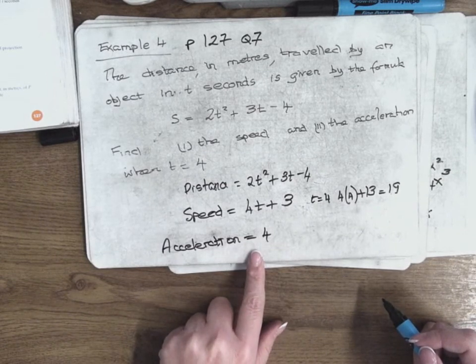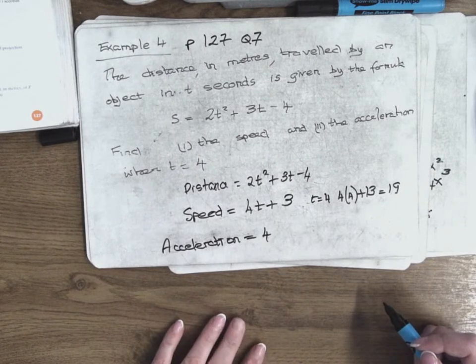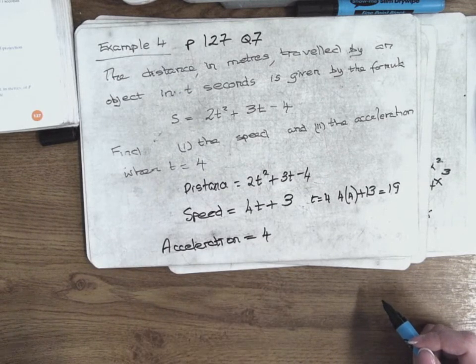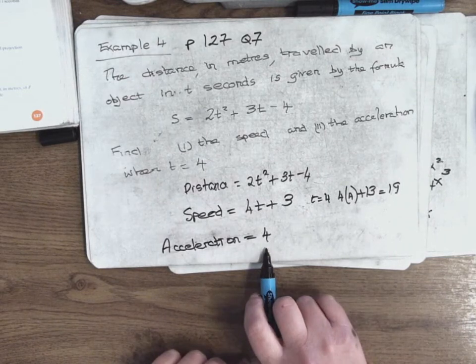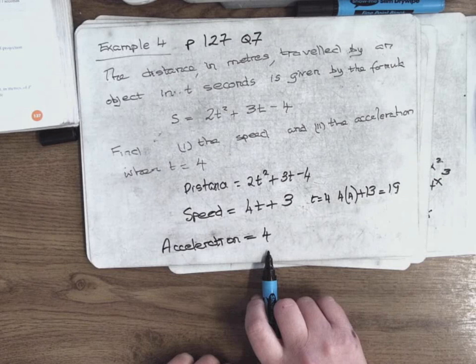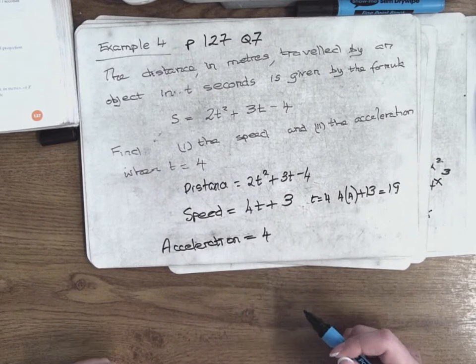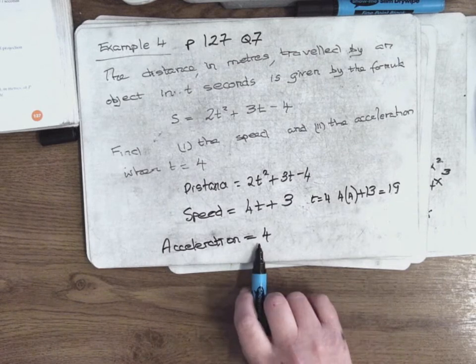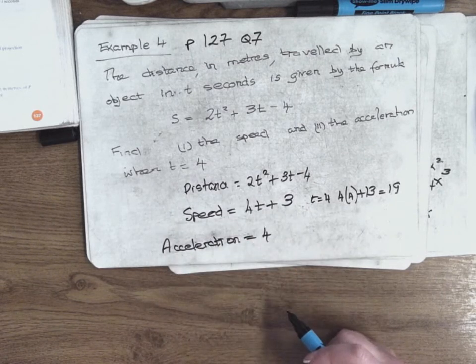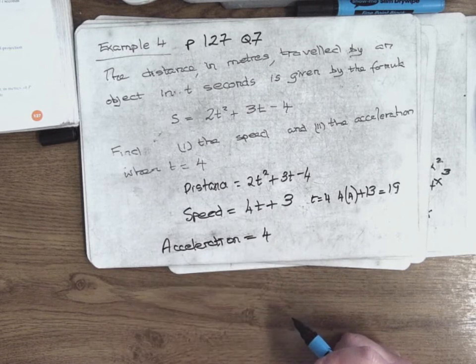Is that car, whatever it is, getting faster or slower? Is it speeding up or is it slowing down? Speeding up, isn't it? Why? Because the acceleration is positive. If the acceleration turned out to be negative, that means it's slowing down. So whatever this is, car, bicycle, whatever, it's definitely speeding up because the acceleration is positive. Are we good?